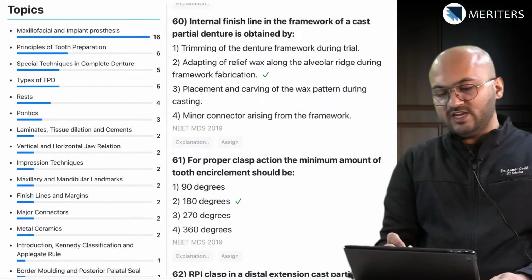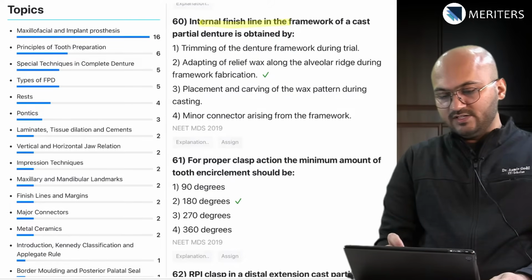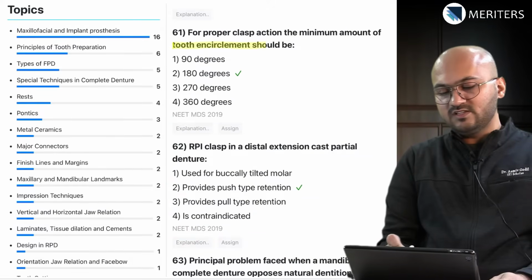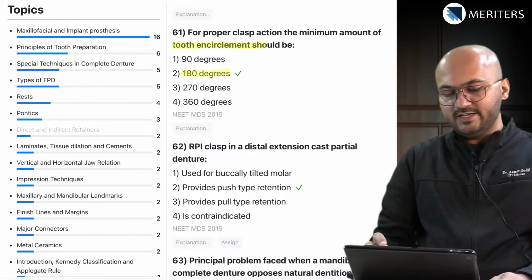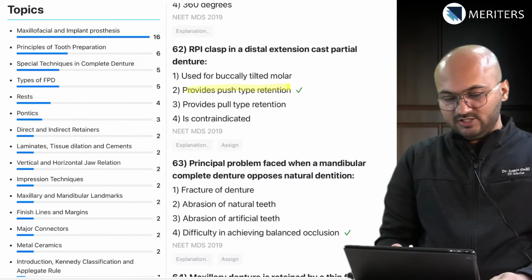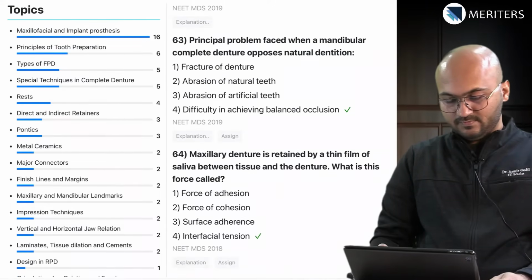Then the internal finish line in the framework is obtained by adapting relief wax along the alveolar ridge. Then amount of encirclement should be minimum of 180 degrees. Then RPI provides push type retention, direct retainers.